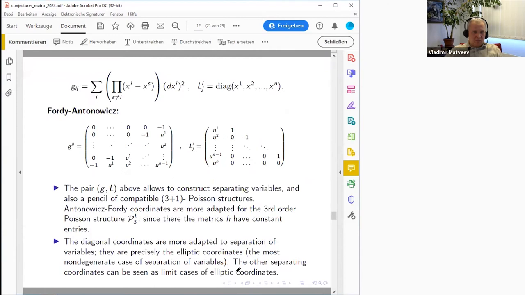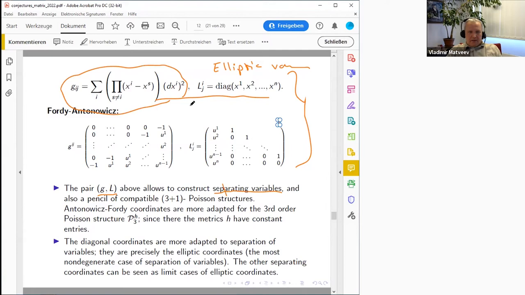So this is just a formula again, simply repeated here. And let me just consider this pair GL, and it allows to construct two objects. One object to construct is the separating variables. And this is precisely the coordinate X. The coordinates X are separating variables for flat or constant curvature. So they're elliptic variables. Yeah. So if you write down the flat metric in elliptic variables, you will see this guy.